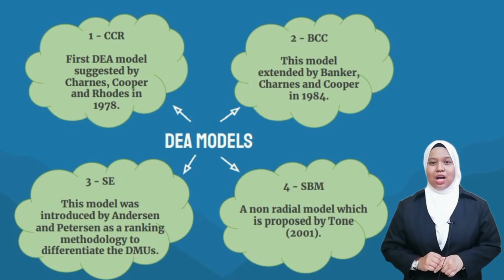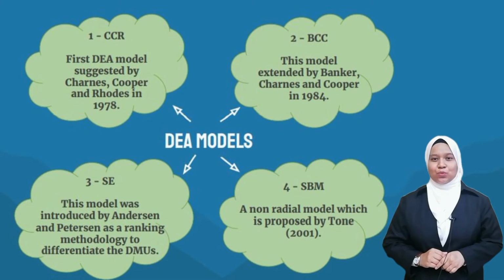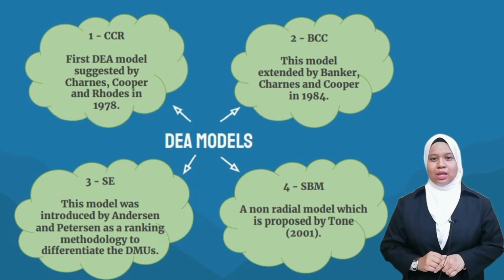These two models are used to measure the efficiency of water services and to compare which models give the best results. The third one is the Super Efficiency or SE model. This model was introduced by Anderson and Peterson as a ranking method to differentiate the DMUs. The Super Efficiency model will rank all the efficient DMUs from the results gained in the CCR and BCC models.